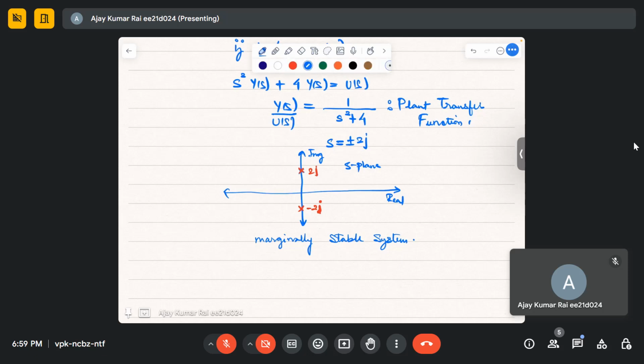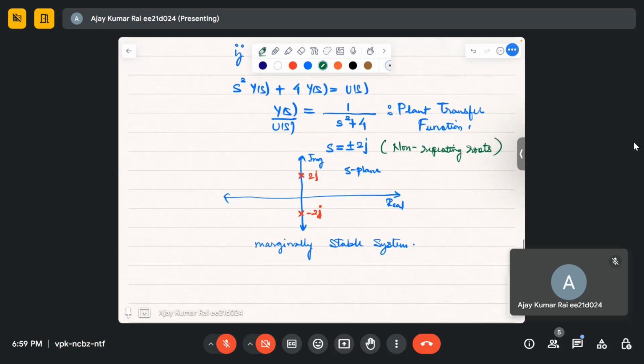So let me write it here, non-repeating roots. If roots are repeating, then straight away we'll say this system is unstable, because if you find the y of t, you will get a t term, and for whatever input you give, your output will always be unbounded, that we'll see. So these are non-repeating roots. According to the definitions, it's a marginally stable system.